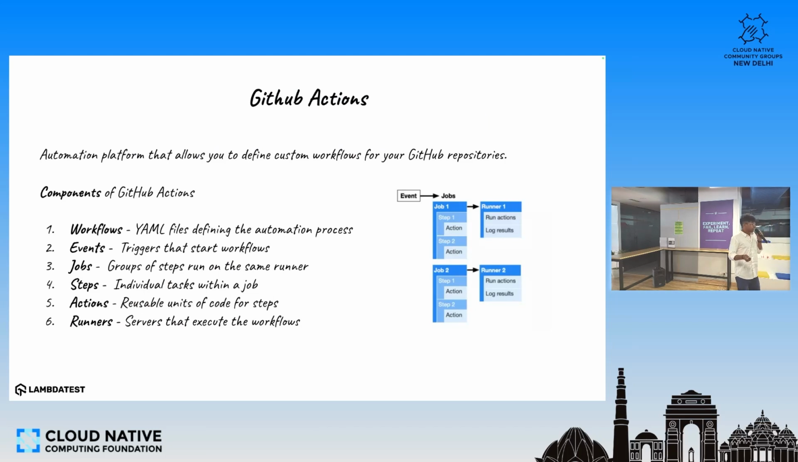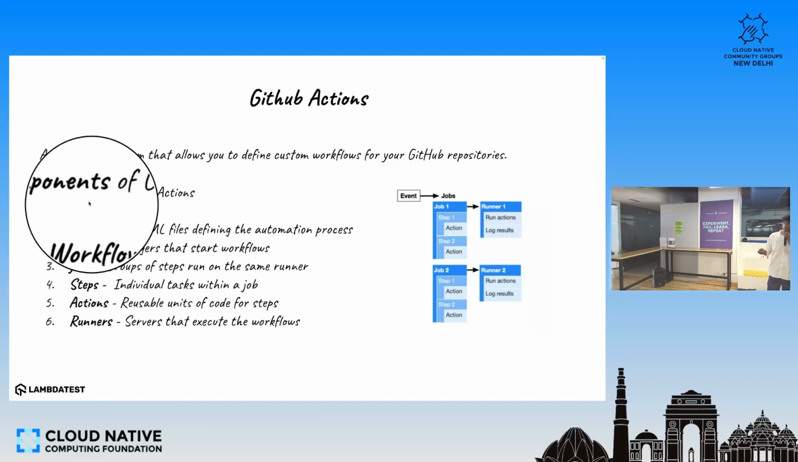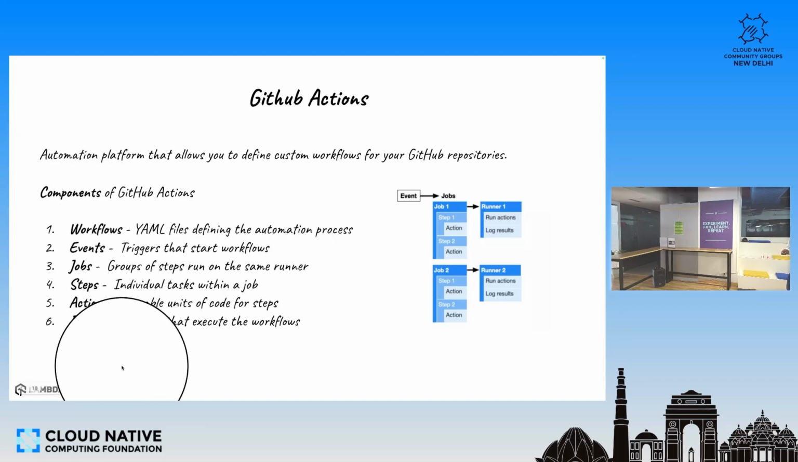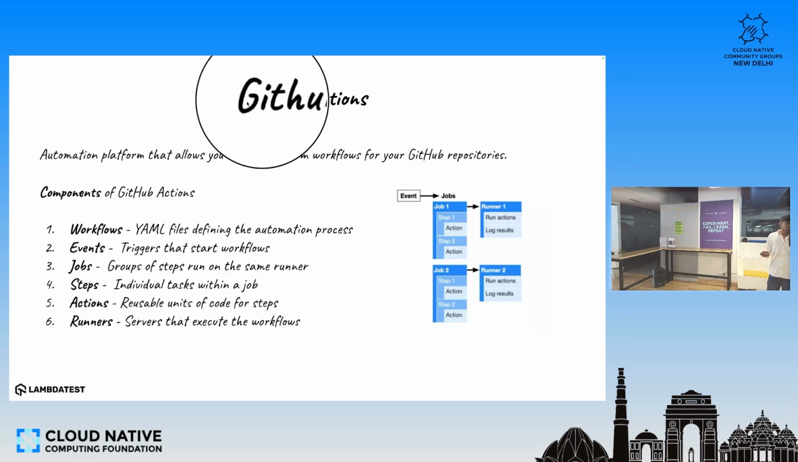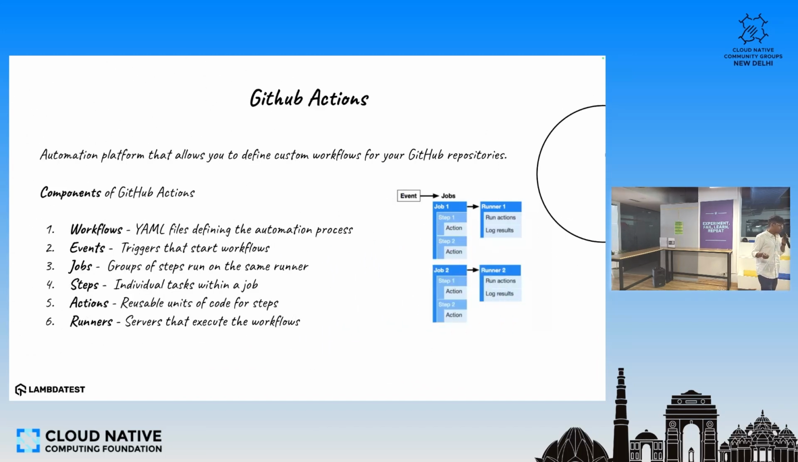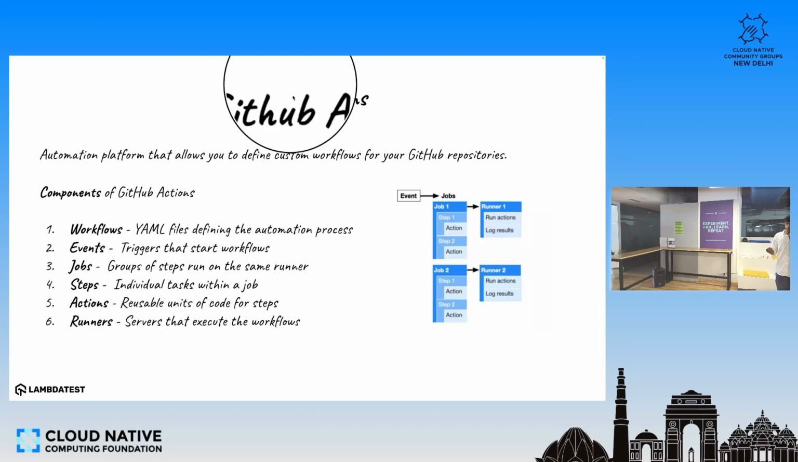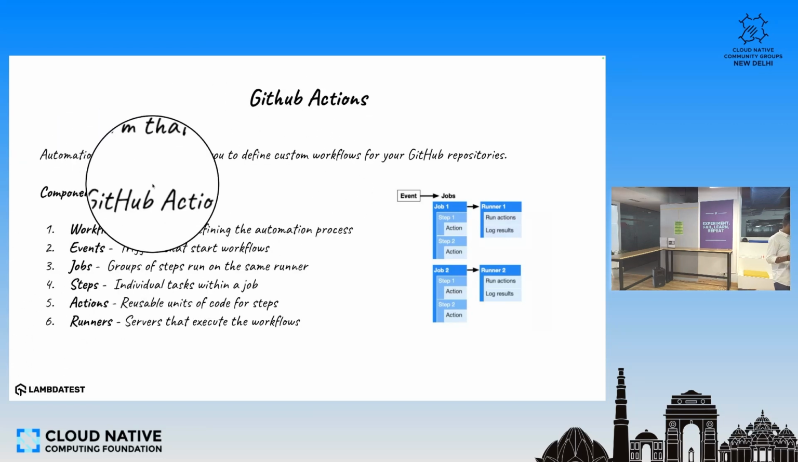What is actually GitHub Actions? Most of you, I'm hoping, use GitHub Actions. GitHub Actions is an automation platform that allows you to define custom workflows for your GitHub repositories. GitHub Actions basically has six major components: workflows, events, jobs, steps, actions, and runners. The runners can be self-hosted or GitHub hosted. And then for a typical workflow, I'll show you how SmartUI and GitHub Actions work together in CI pipelines. So maybe we can see a sample here.